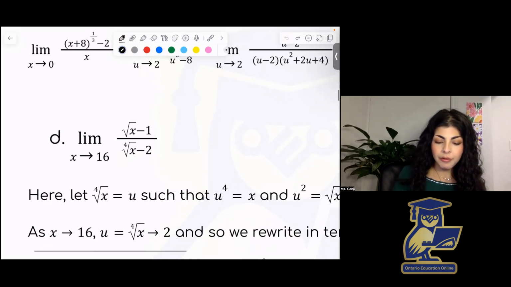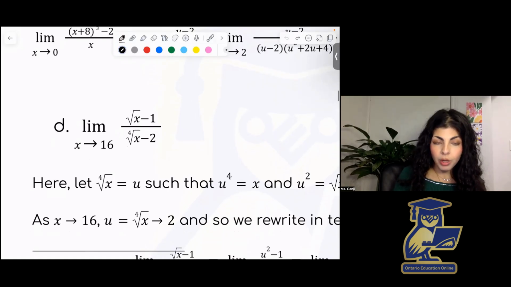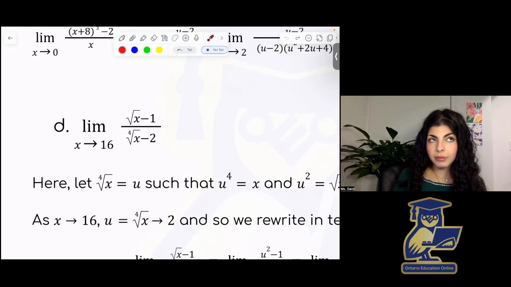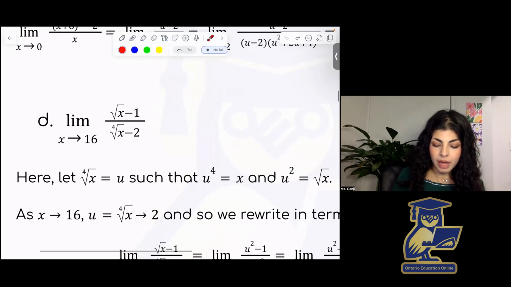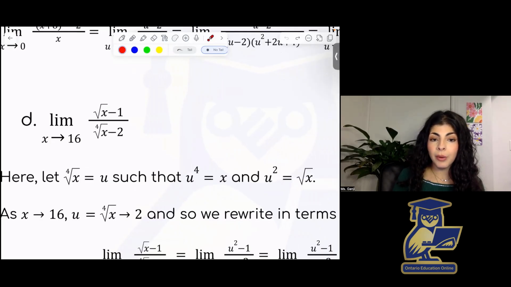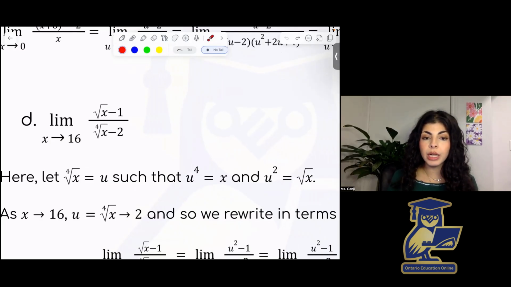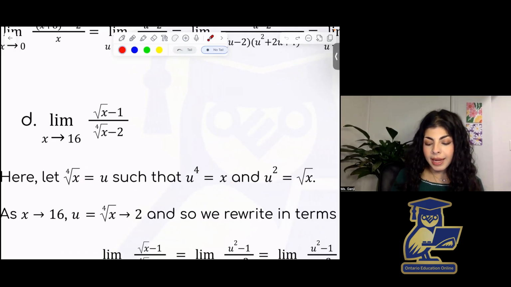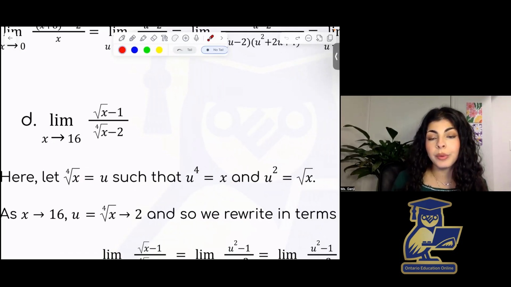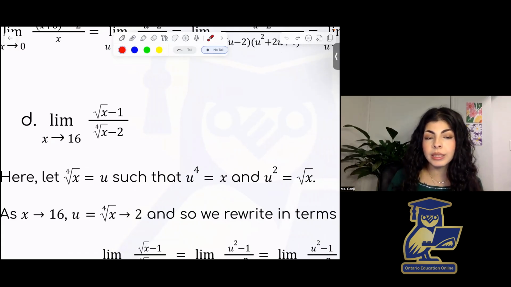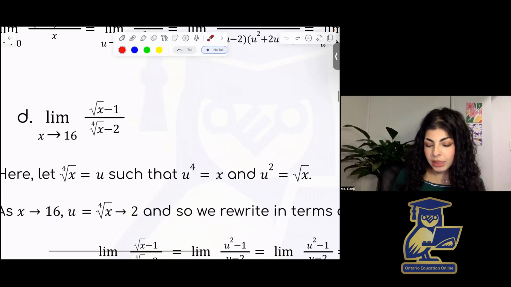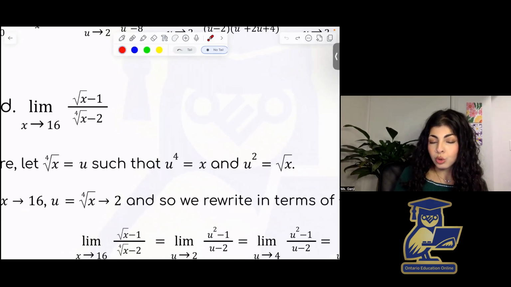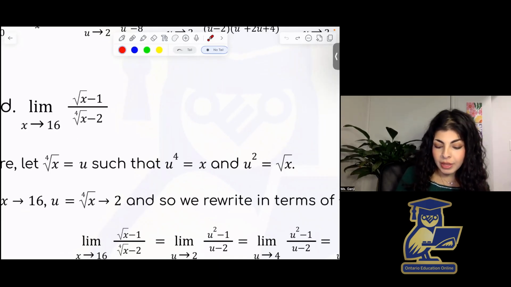So first, define the fourth root of x as u, and that's our new variable. And now, raising to the power of 4 on each side, we have u to the power of 4 is equal to x. And now, because I want that square root of x, because that's the term that's in my expression, I just take the square root of both sides of this expression.